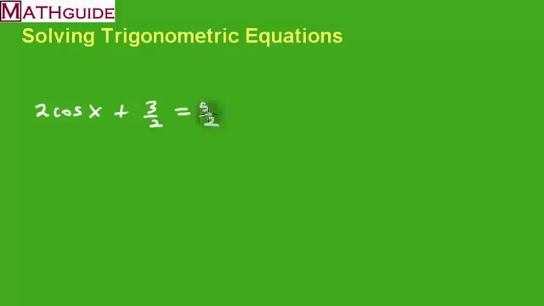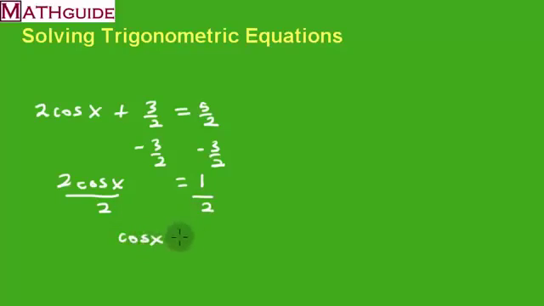Alright, so here's our problem. If this was an algebra problem, we'd be solving for cosine of x. In this case, we need to get rid of this addition of 3 halves, so we do the opposite: subtract 3 halves. So we're getting 2 cosine of x is equal to, let's see, 5 halves take away 3 halves is 2 halves, and 2 halves is 1. Divide both sides by 2. So we're getting cosine of x is equal to 1/2.